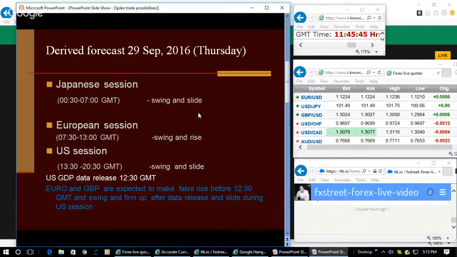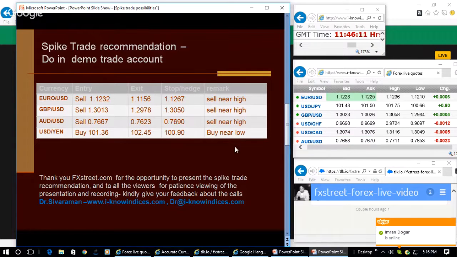Then later on, in the case of USD yen, we can take a buy position around the 101.42 or 43 level, or slightly below if they make a dip. When Euro and GBP make a gain, USD yen could come down below 101.41 and then start gaining the level. So what trades can we do? Here you come across the trade recommendations. The spike trade recommendations are given here.